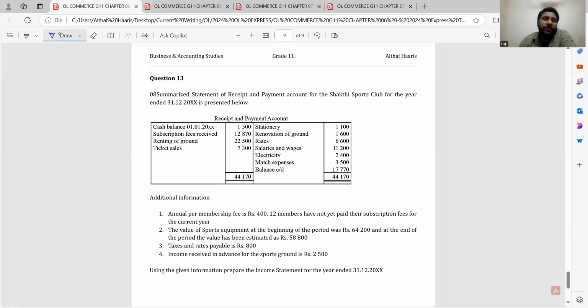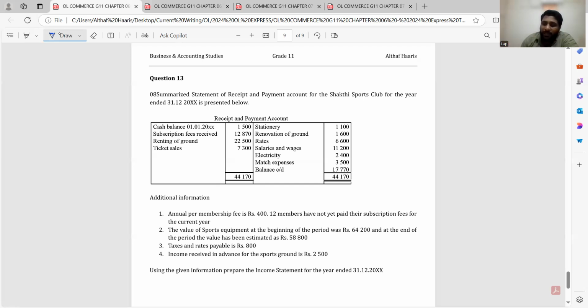Good. So let's get into the last question of the chapter that we started last week, which is the not-for-profit organizations. In that one, I told you we'll mainly be focusing on two things. One is the cash receipt and payment account. The other one is the income statement. We learn how to record the cash receipts and payments in the cash receipt and payment account. Whatever the cash receipts, debit side, cash payments, credit side, same as the cash book. No difference. Then we move to the income statement.